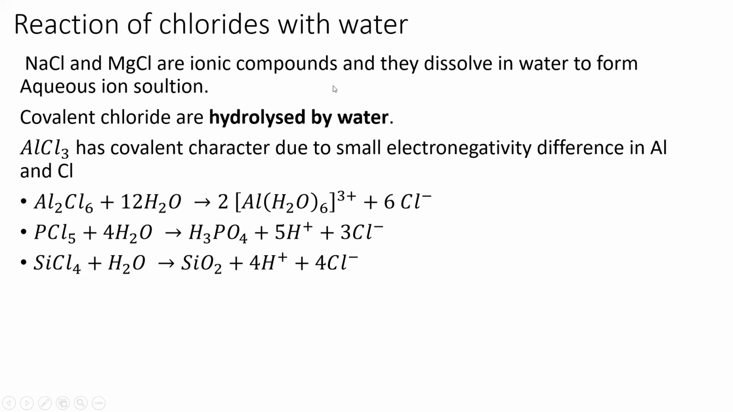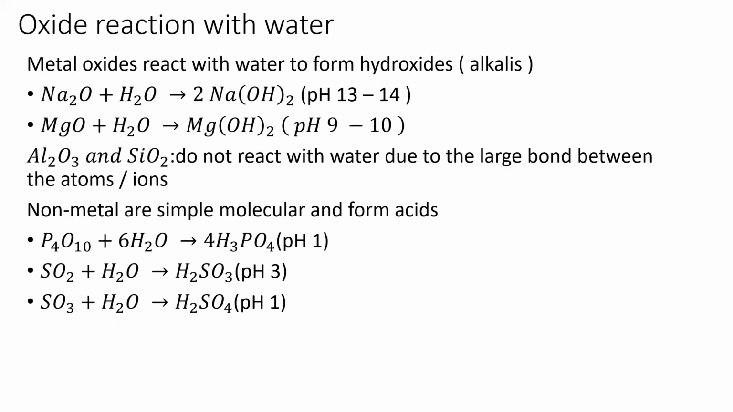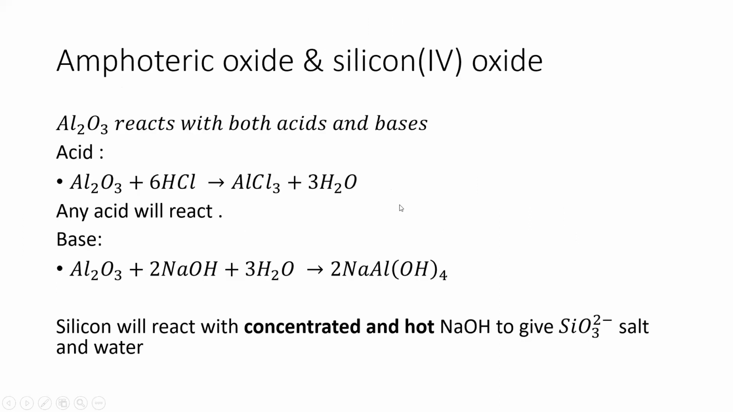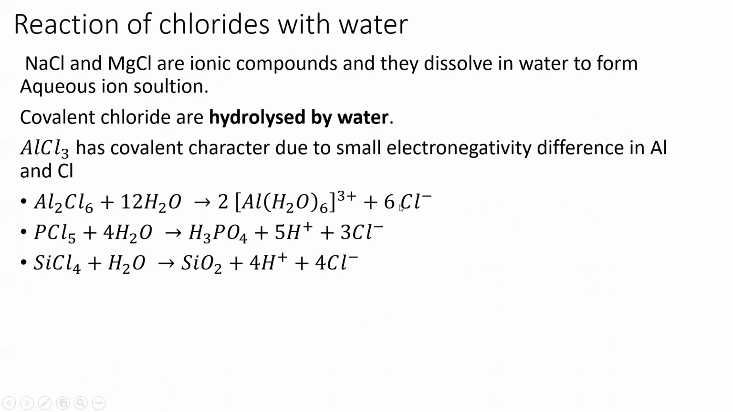All right, reactions of chlorides with water. Sodium chloride and magnesium chloride are ionic compounds and they dissolve in water to produce aqueous ion solutions, which can be written as Na+ and Cl- or just MgCl2 aqueous. Covalent chlorides are hydrolyzed by water. Please take note that they are hydrolyzed. This is different from oxides, which form acids. Chlorides are hydrolyzed, so please take note of that.